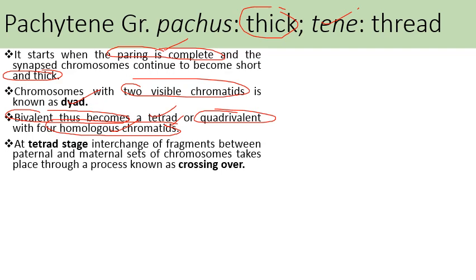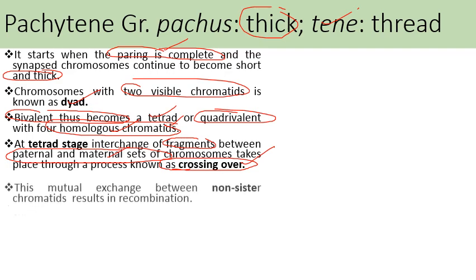At the tetrad stage, interchange of fragments between paternal and maternal sets of chromosomes takes place. This is a very important event which occurs in this phase, and this process is known as crossing over. और इसे कहा जाता है crossing over. Here, the exchange of chromosomal fragments occurs between one chromatid of the paternal chromosome and another chromatid of the maternal chromosome, that is non-sister chromatids, and this process is known as crossing over.